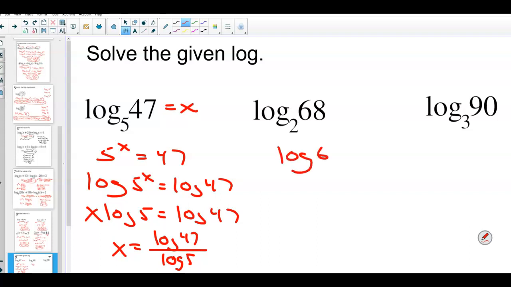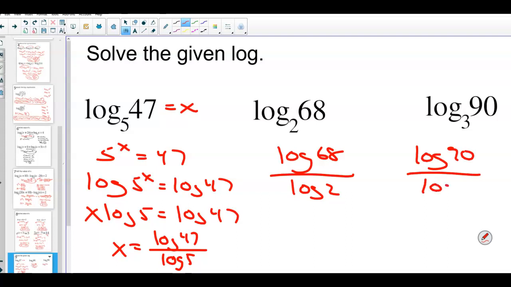The answer is going to be the log of 68 over the log of 2. The log of 90 over the log of 3. If you want to show me the work because you're worried about partial credit, feel free to. Okay. But essentially on these, it's just log of the 68 over the log of 2. Log of 90 over log of 3. Log of 47 over log of 5.